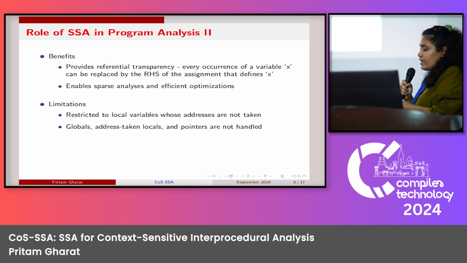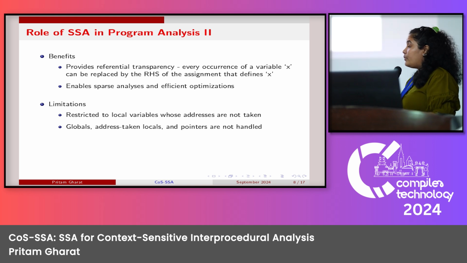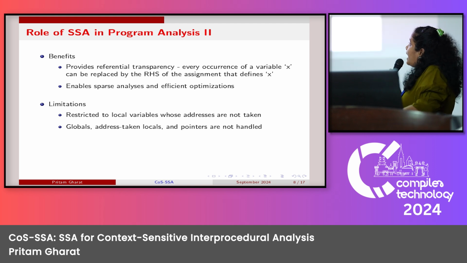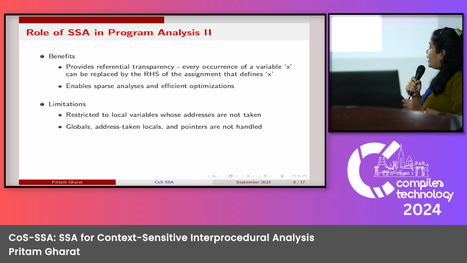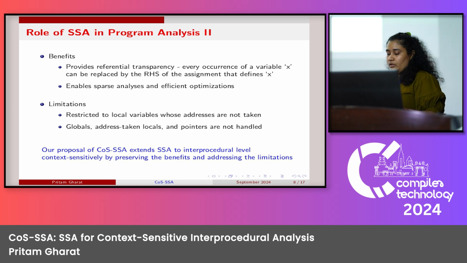The limitations, however, are that most of the compilers that have SSA as the intermediate representation are restricted to local variables, which do not escape. And globals, address-taken locals, and pointers are not handled by this SSA. And this is where we tried to mitigate this limitation, where we proposed something called CoS-SSA, which extends it to the interprocedural level. I'll explain what we mean by context sensitivity. So basically, we are trying to use the benefits of SSA, but at the same time, try to reduce these limitations as well, using CoS-SSA.